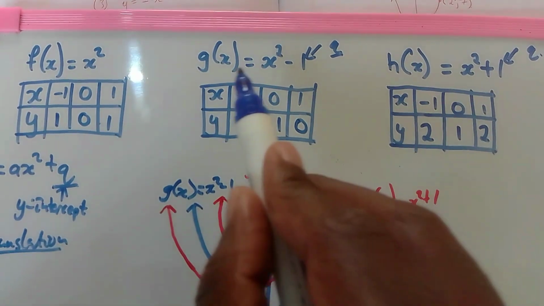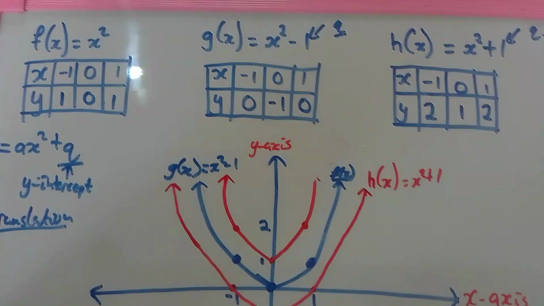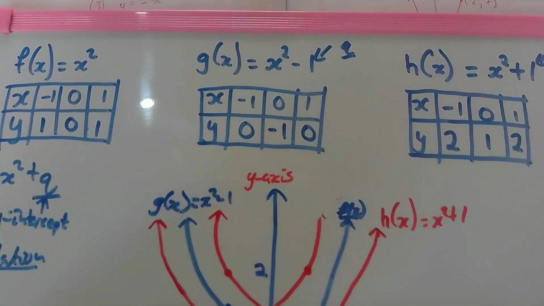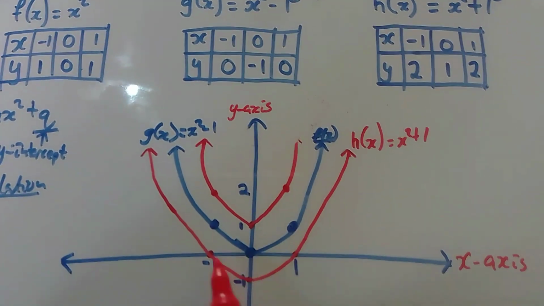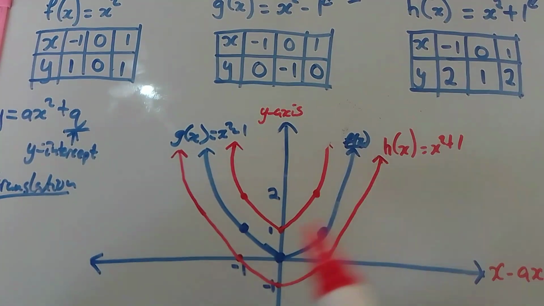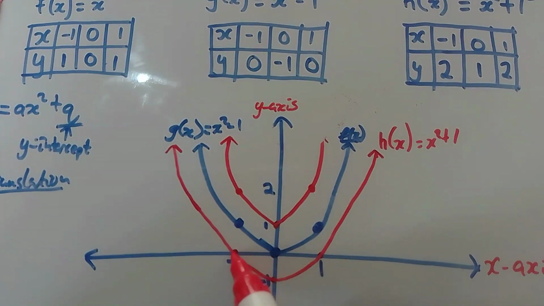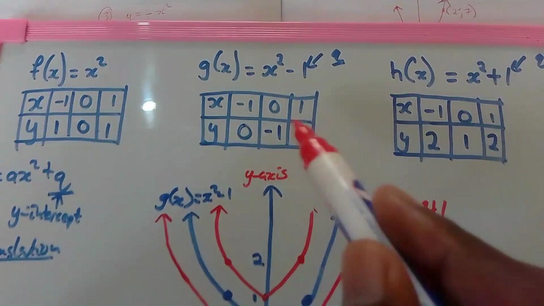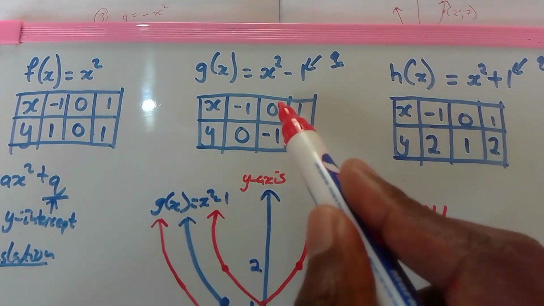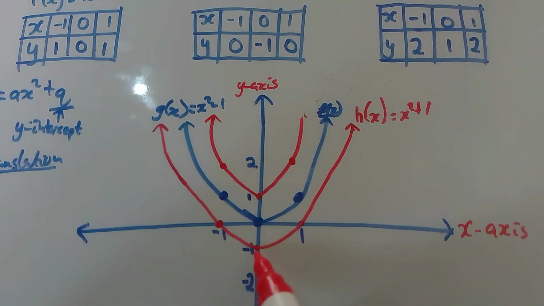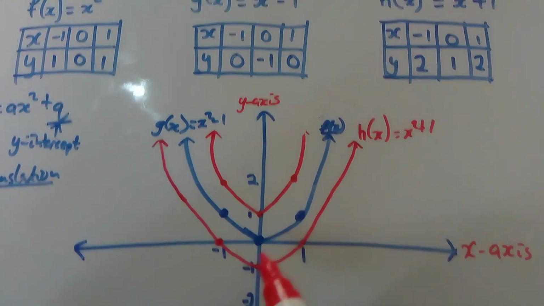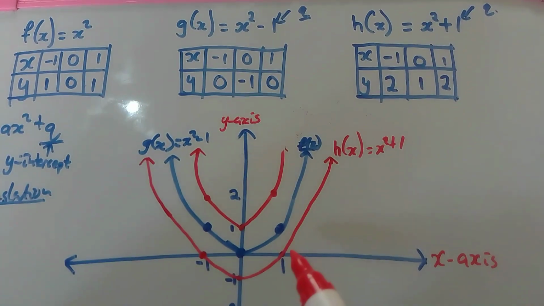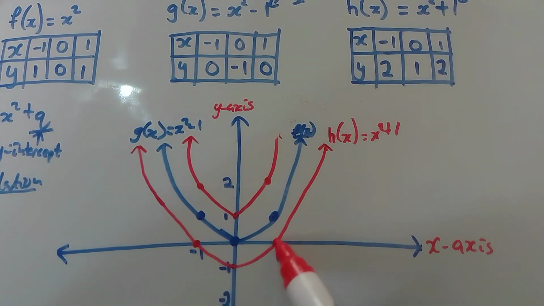Then let's go to g of x equals x squared minus 1. What's happening there? When our x value was -1, our y was 0. So when x is -1, where is our y? Our y is 0, which is here. When x equals 0, our y is -1, which is here. Then when x is +1, our y is 0, which is there.